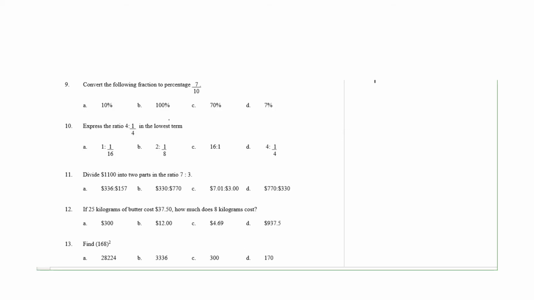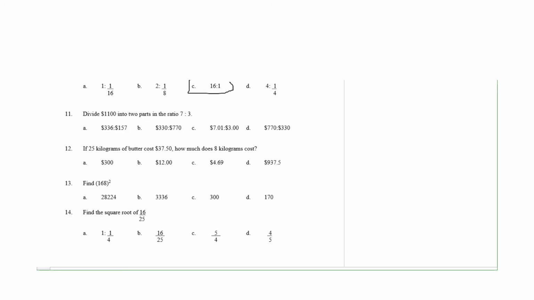Okay, convert the following fraction to a percentage. So 7 over 10 as a percentage is 7 over 10 times 100. Percent means out of 100. So that's cancel, and 7 times 10 is 70. So that's 70%. And it says express the ratio 4 to a quarter in its lowest terms. So we can multiply 4 by 4, that's 16. So that's 16 to 1.